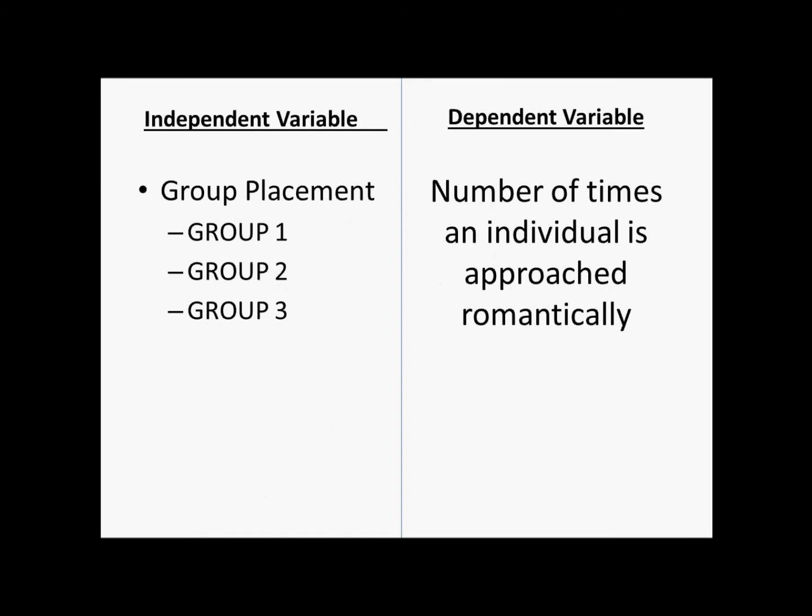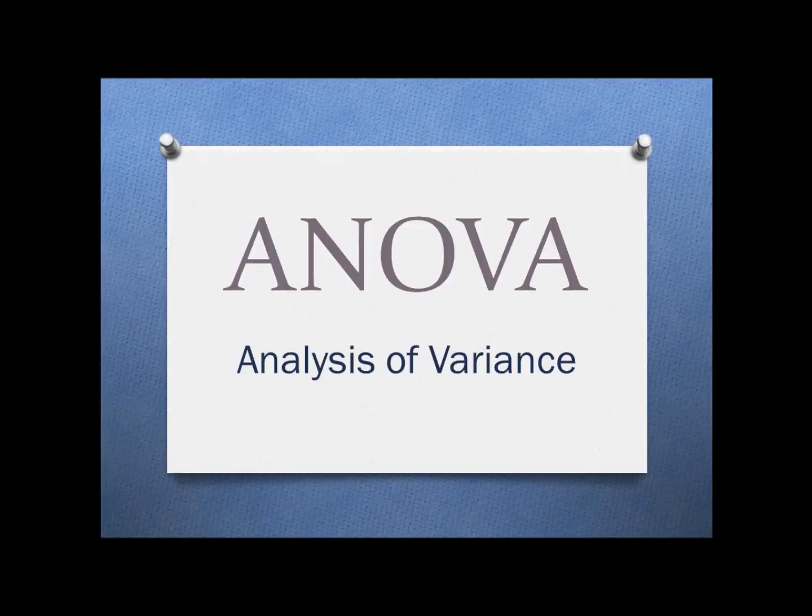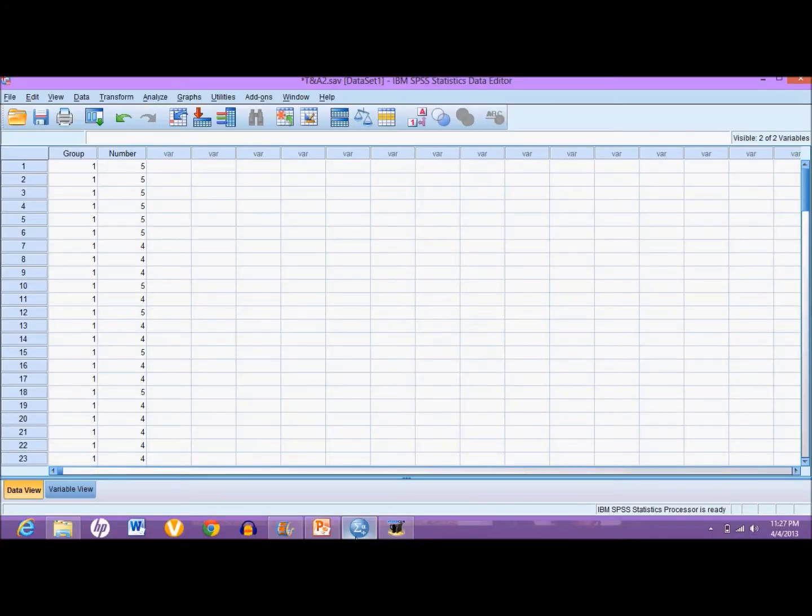We have 2 variables. The independent variable is the group placement, and the dependent variable is the number of times a romantic partner is approached. To determine the difference among the 3 groups, we will need a between subjects analysis. For the purpose of this tutorial, we will be using an analysis of variance, ANOVA. ANOVA is used to compare the scores of 2 or more groups. Let's begin. Open your data file.